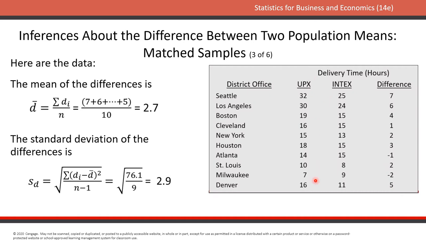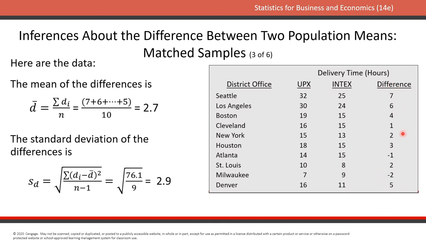Now, it's important that I calculate all of the differences in the correct order. So just like we had mu1 and mu2 and said you have to keep 1 before 2 always, if you do that, same thing goes on here. You have to keep one group minusing the other group to calculate the difference between them. So instead of looking at UPX times and INTEX times, what I'm going to do is for Seattle, I'm going to look at the difference between UPX and INTEX. So in Seattle, UPX was 7 hours slower. In Los Angeles, UPX was 6 hours slower, etc.